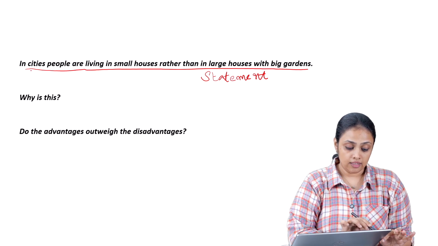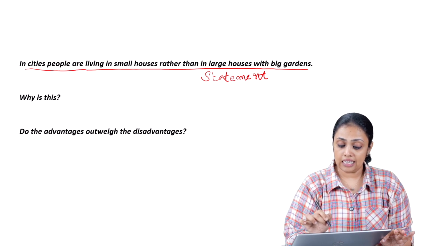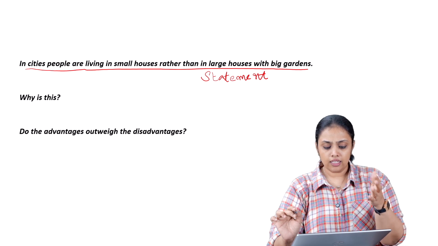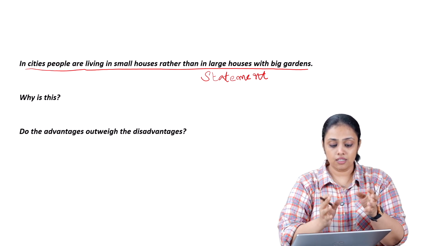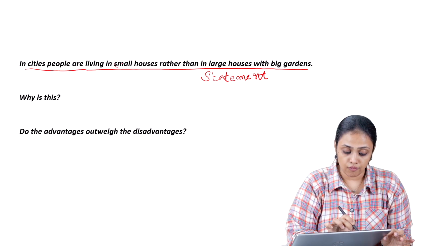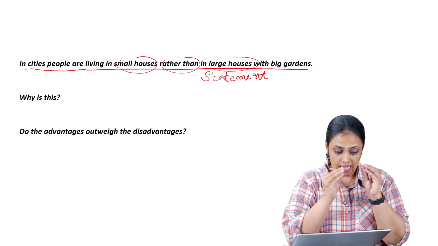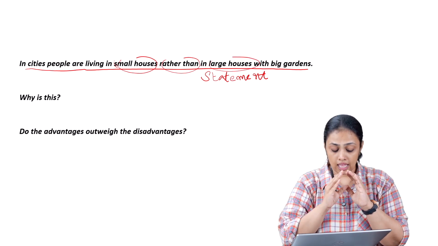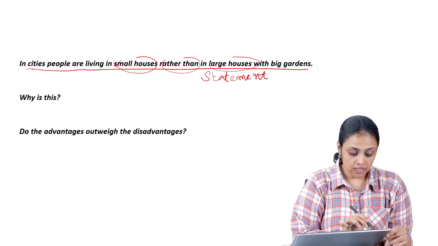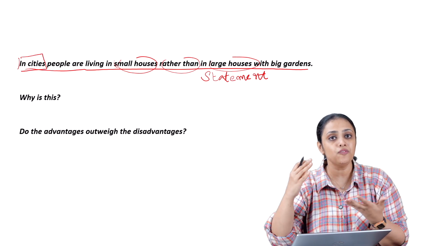What is the idea that they have made? In cities, people are living in small houses rather than in large houses with big gardens. Students generally get fixated on a few specific words. For instance, they might set their focus on small houses rather than large houses. It's not that. Every word has its significance, and you have to read it thoroughly to understand the question in its entirety. Here they have very specifically mentioned, in cities.